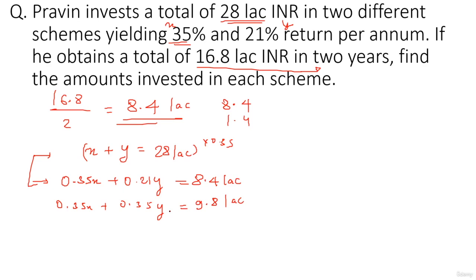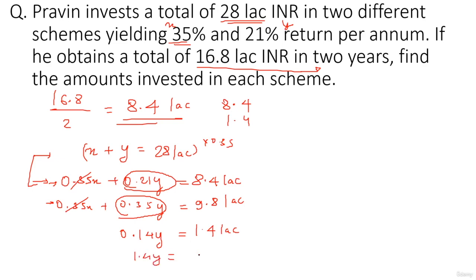So this is nothing but 9.8 lakhs. Okay, so when you subtract them, if you subtract the second equation from the first, you can cancel out the x value. 0.35y minus 0.21y will be 0.14y, and this will be nothing but 1.4 lakh. So 0.14y is 1.4 lakh. Okay, so 1.4y is 14 lakh. Basically, that gives you y is equal to 10 lakh. As simple as that. Once you get y, x कितना हो जाएगा, 28 minus 10, 18 lakh.